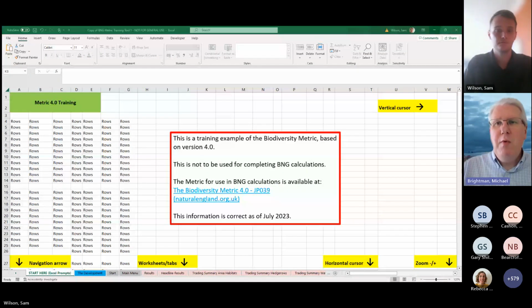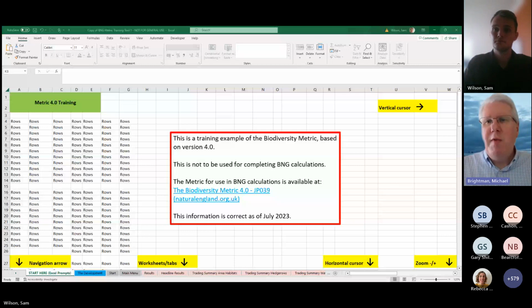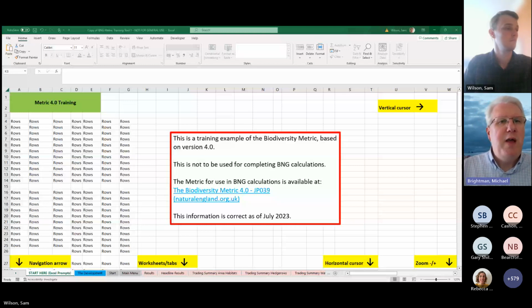Thanks, Sam. This metric that you see in front of you, we've created as part of this training. As I'm sure you realise, a metric wouldn't normally have these yellow boxes showing you where the cursors are that help you navigate the metric. But we're going to demonstrate this metric now for those of you who are less au fait with Microsoft Excel.